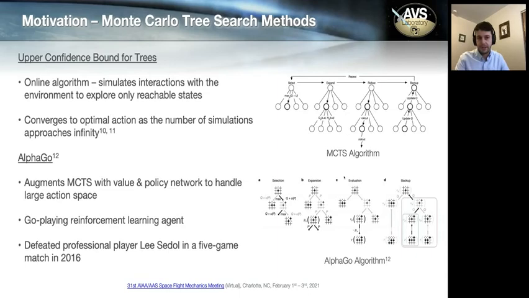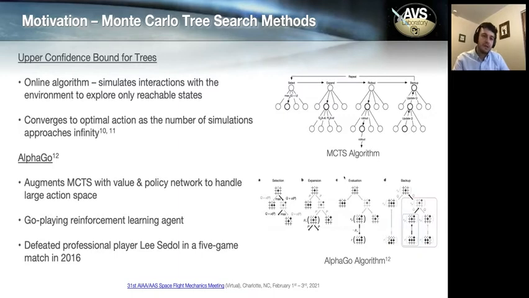This research focuses on a class of techniques known as Monte Carlo tree search methods. And the specific method used is the upper confidence bound for trees. It's an online algorithm, meaning that it simulates interactions with the environment to explore reachable states only. And it's nice because it only requires a black box simulator. It doesn't require a full transition function to be defined. And another nice property is that it converges to the optimal action as the number of simulations approaches infinity.